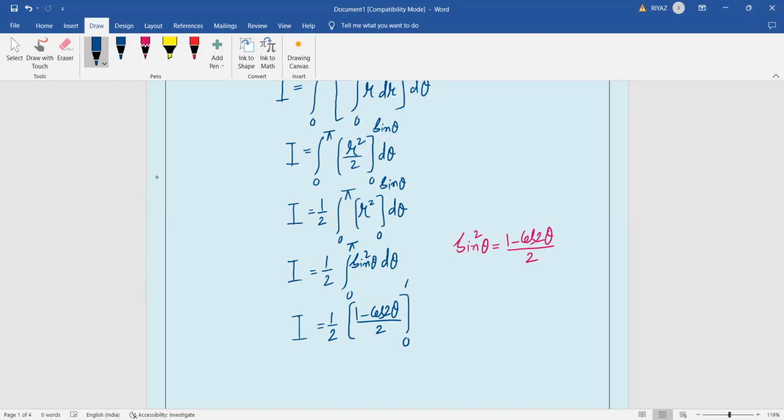The limits are 0 to pi. Now we pull this 2 also outside, and it becomes 1 by 4 outside, since 2 twos are 4. We have to apply the limit in place of theta. Sorry, we integrate first, then we apply the limit.